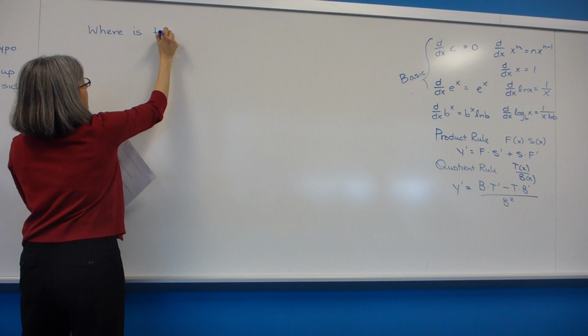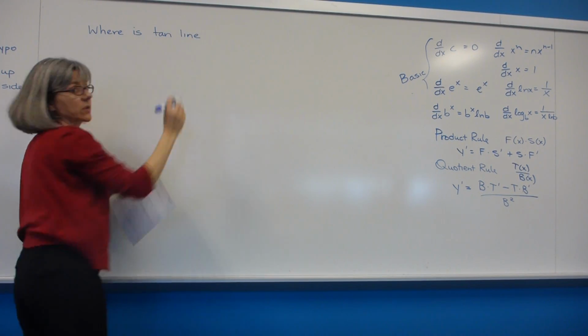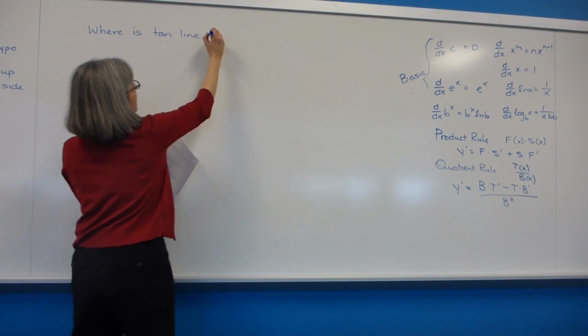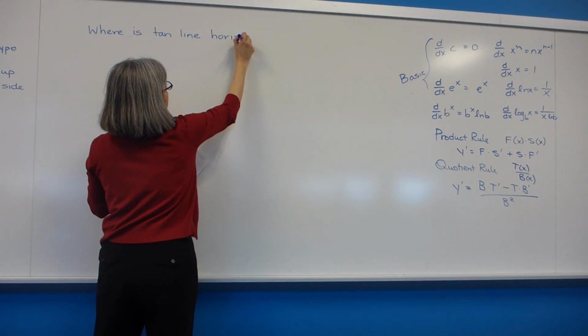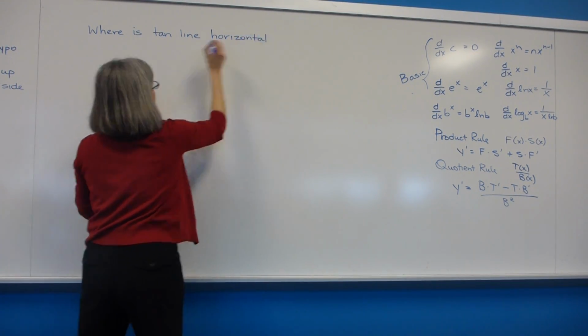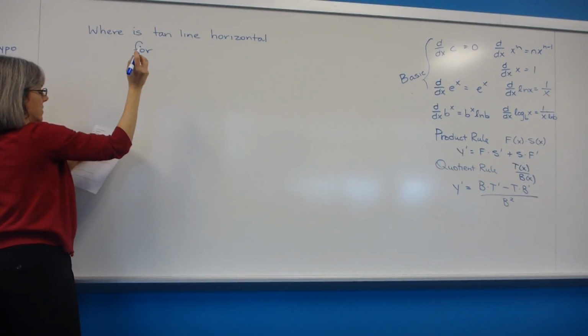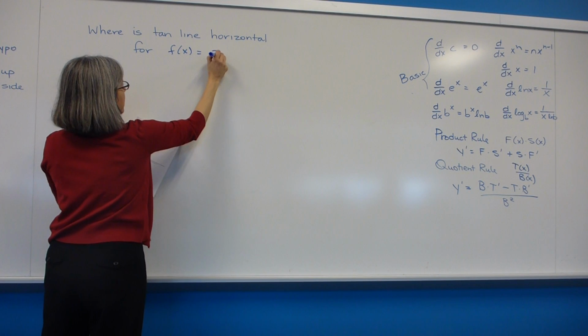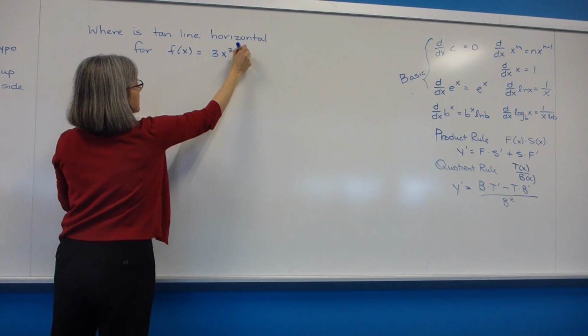Where is the tangent line? What's the next word I'm going to write? Where is the tangent line? At... well, horizontal. Let's just ask that. Where is it horizontal? For f of x equals 3x cubed e to the x.